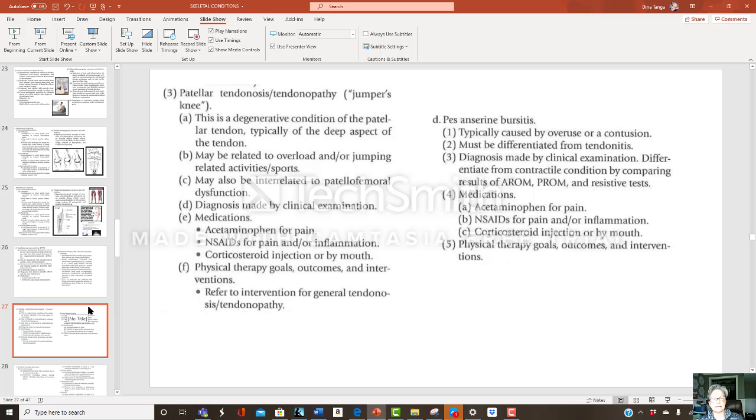Patellar tendinosis and tendinopathy, jumper's knee. This is a degenerative condition of the patellar tendon, typically of the deep aspect of the tendon. May be related to overload and/or jumping-related activities and sports. May also be interrelated with patellofemoral dysfunction. Diagnosis is made by clinical examination. Medications: acetaminophen for pain, NSAIDs for pain and/or inflammation, cortisone injection or by mouth. Physical therapy goals, outcomes, and interventions: refer to interventions for general tendinopathy and tendinitis.